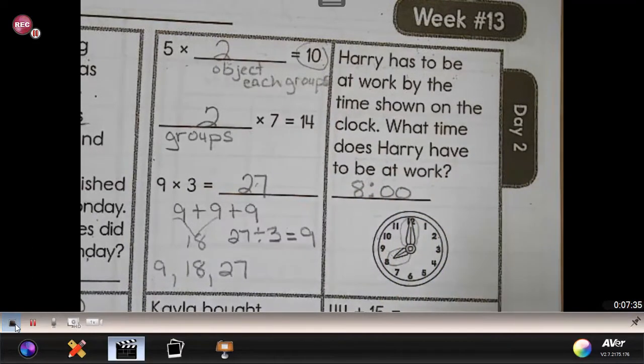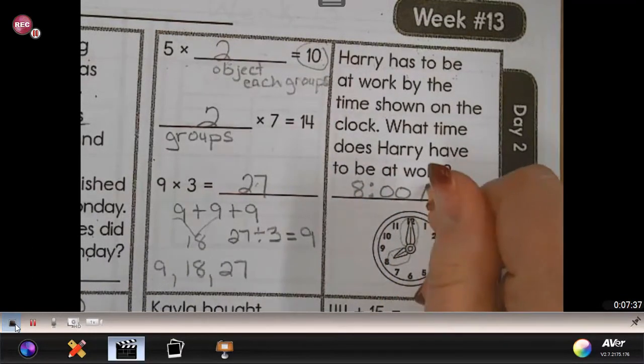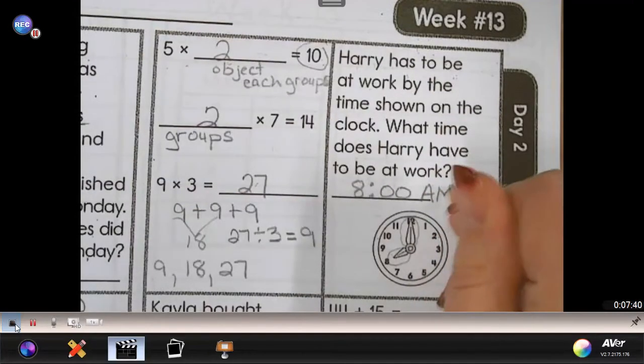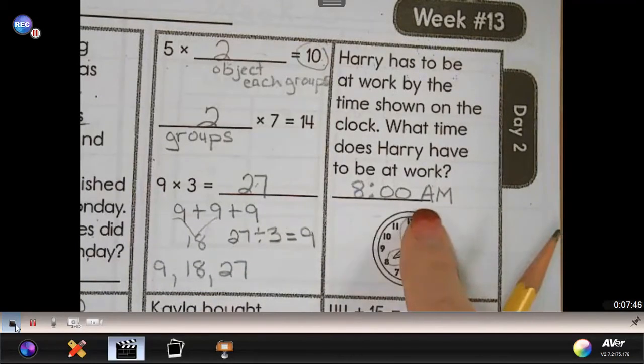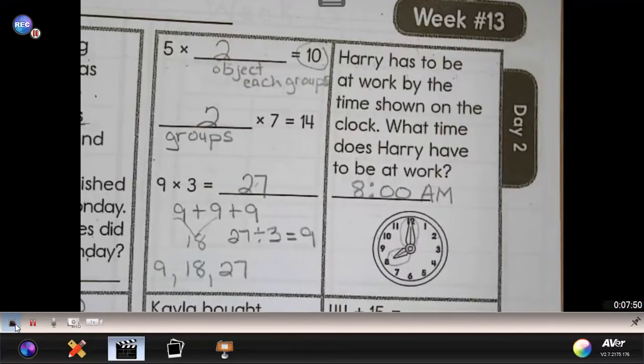Well, more than likely, this is probably going to be a.m. Not to say that people couldn't go to work in the evening, which would be p.m., but it's probably more likely and possible that it would be a morning work time as opposed to an evening work start time.